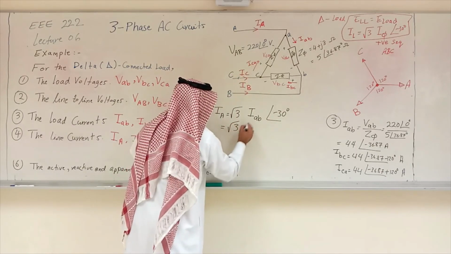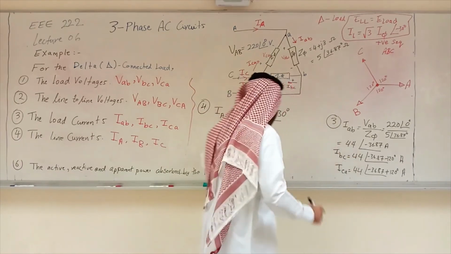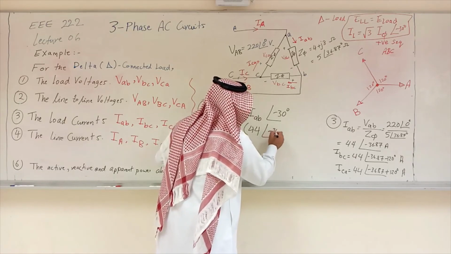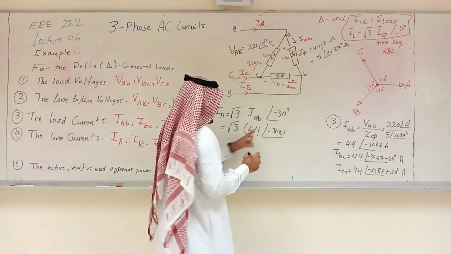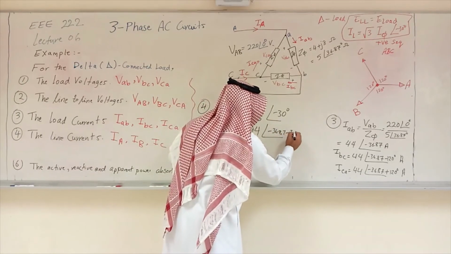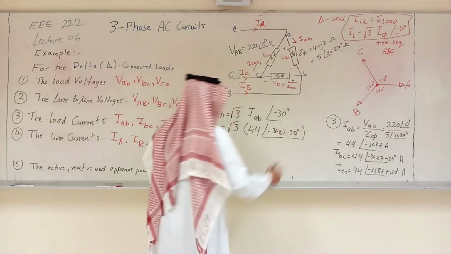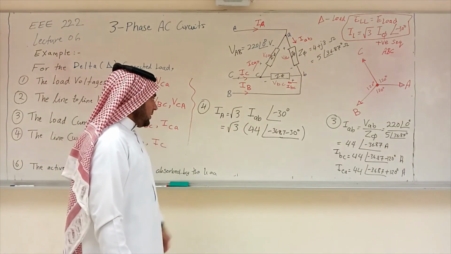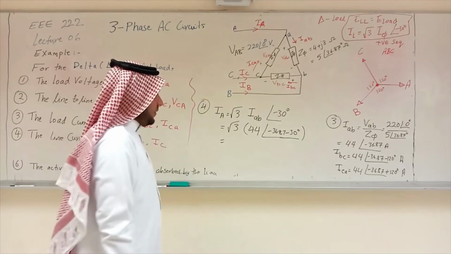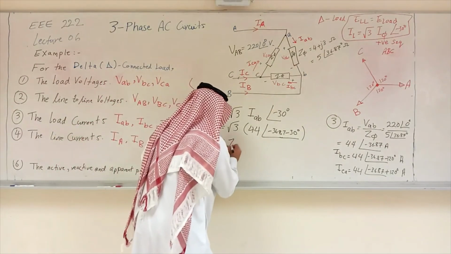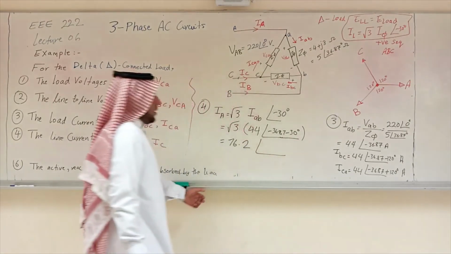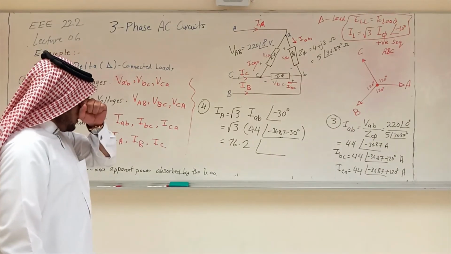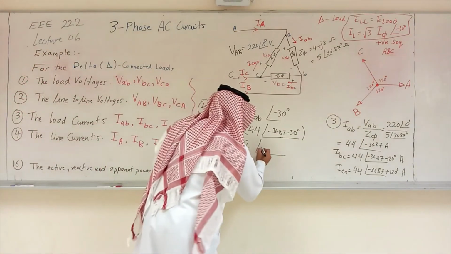So this is root over 3. What was IAB? This is IAB. We just get it here: 44 angle of minus 36.87, and there is an angle phase shift here by minus 30. So you have to put minus 30 with it, right? Okay. This will be root over 3, 1.73 times 44. So this should give you by calculator 76.2, and the angle is minus 36 minus 30, which will be almost minus 67.